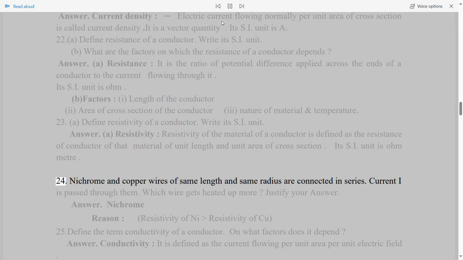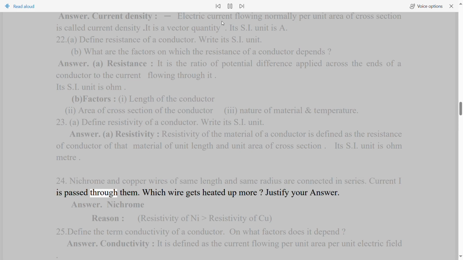24. Nichrome and copper wires of same length and same radius are connected in series. Current I is passed through them. Which wire gets heated up more? Justify your answer. Answer. Nichrome. Reason. Resistivity of Ni is greater than resistivity of Cu.